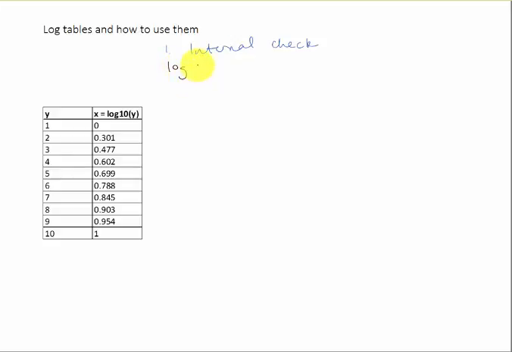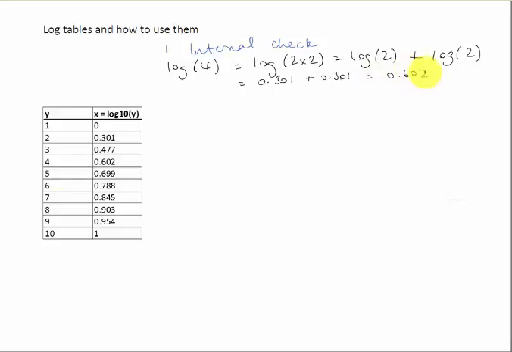So the log of 4, we know, is the log of 2 times 2, so that's the log of 2 plus the log of 2. So if we look at the logarithm of 2, that's 0.301, as I just said, plus 0.301. That gives us 0.602, and that is in fact what it says for the logarithm of 4. Good, and we could do that for any other combinations of numbers that we've got on there.